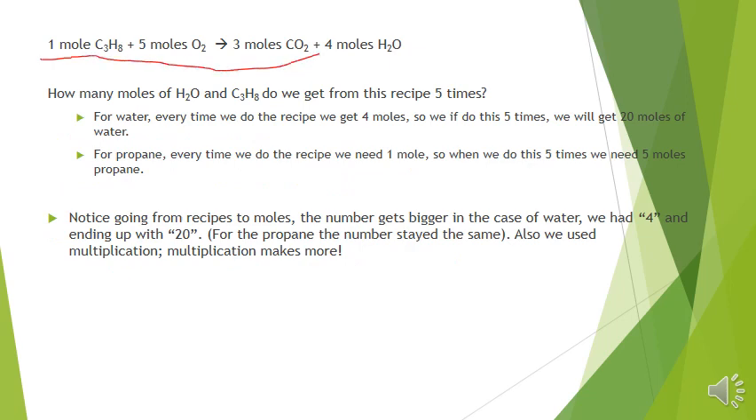All right, let's do a problem now. So here's a recipe, and what I want to know is how many moles of water and moles of propane I need if I do the recipe 5 times. For water, every time I do it, I start out with 4, and I do that 5 times, so I'll end up with 20. For propane, every time I do the recipe, I need 1. I do that 5 times, and I'll need 5 moles. Notice that our initial number, 4, becomes 20, and in the second case, 1 turned into 5.